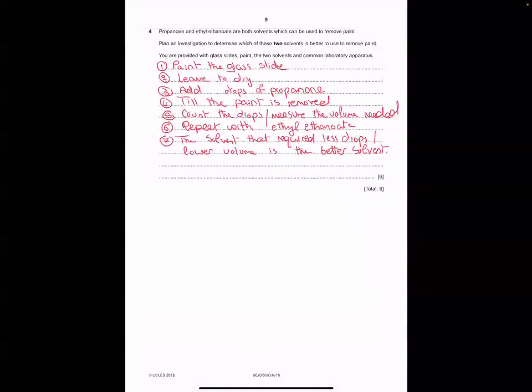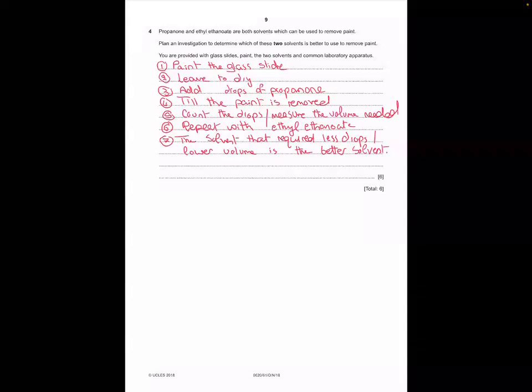Okay, this was a very silly investigation. Propanone and ethyl ethanoate are both solvents which can be used to remove paint. Plan an investigation to determine which of these two solvents is better to use to remove paint. And you're provided with glass slides and paint and the two solvents, okay? The first thing you'll paint the glass slides and you leave them to dry. So you have now glass slides with paint.